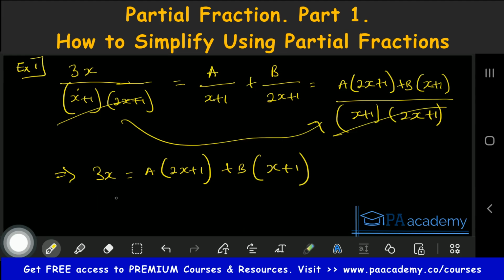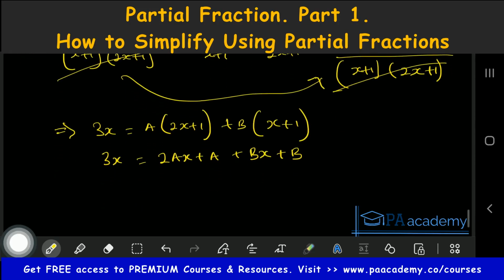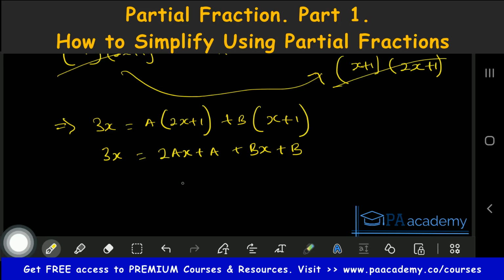If you open up the brackets, you are going to be having 3x equals 2Ax plus A plus Bx plus B. What we can do is factor out the terms with common factors.